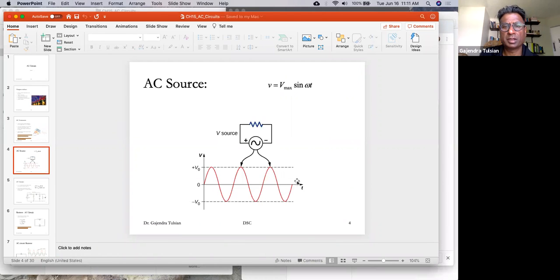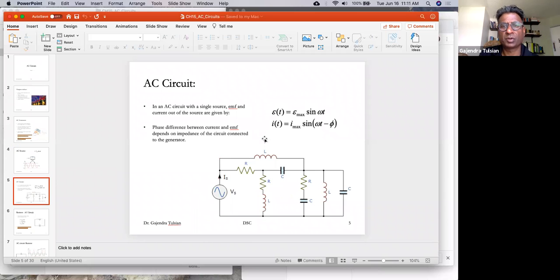All right. So that is the source we're going to connect. So there's the AC source, and we're going to connect it to various circuits. Okay. So here's the idea. So this summarizes what we want. So here's an AC source, and we'll connect it to a circuit like this. And what we are interested in is the following: what is the amplitude of the current coming out of the source?